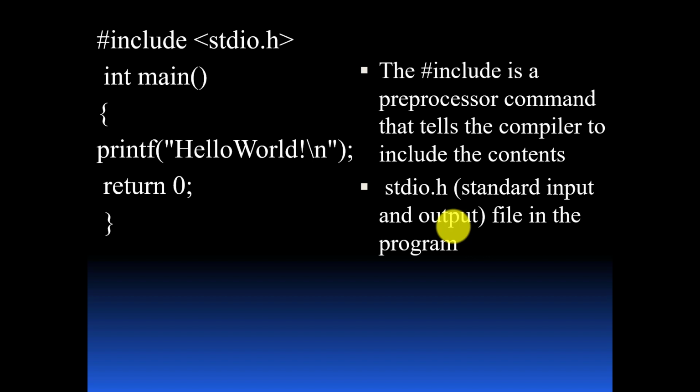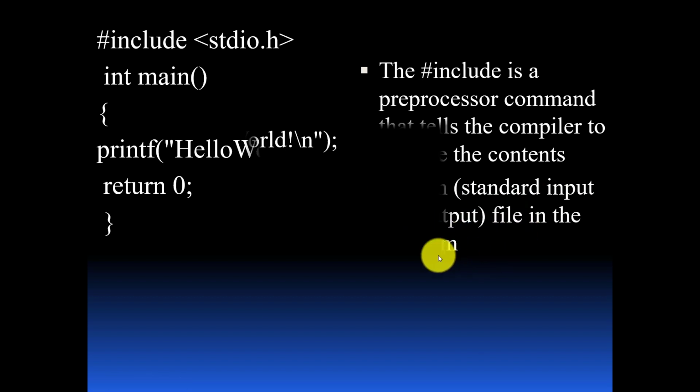So before the compiler we need a preprocessor, which gives the preprocessor directives, that is the hash include directive. And why are we using this hash include directive? Because it includes some special files, some inbuilt functions, and first of all we have to declare them. That's why we declare the hash include preprocessor directive. And here we are going to include stdio.h. Now what is stdio.h? It's the standard input output file in the program.